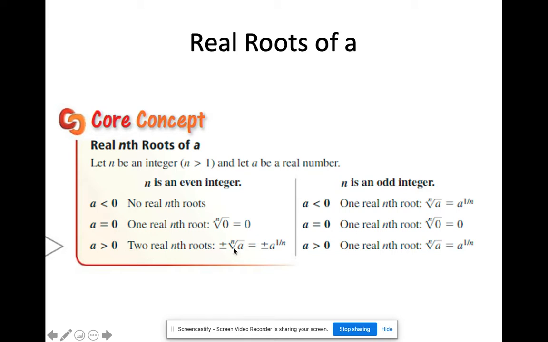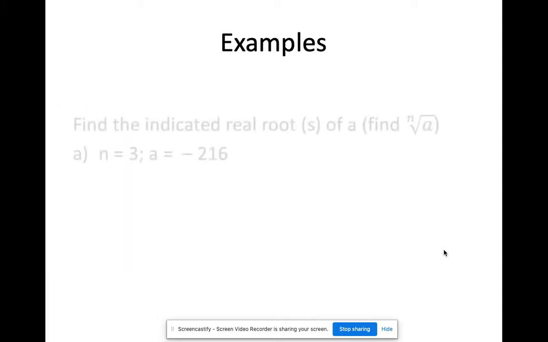However, if n is odd and a is negative, then you have 1 real root. When a equals 0, the answer is also 0. And when a is positive, there is also 1 nth root. Usually when a is negative, the real root becomes negative, and if a is positive, the real root becomes positive. How do we know about that?